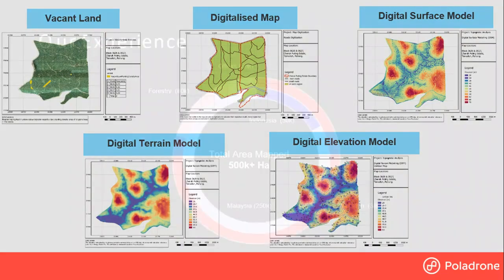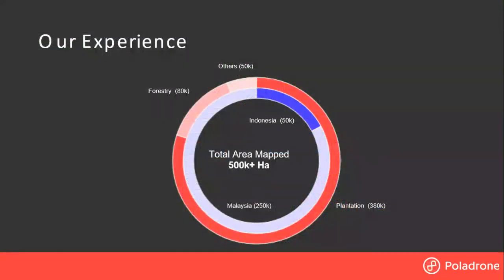Our experience has been mapping 500,000 hectares across Malaysia and Indonesia, and now we have expanded our service to Thailand as well. Our major focus is on plantations, then the rest we focus on forestry and other parts of industry such as energy and other inspections as well.